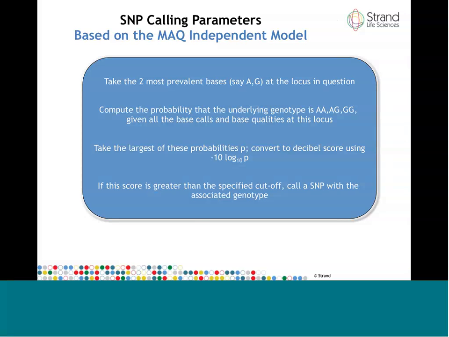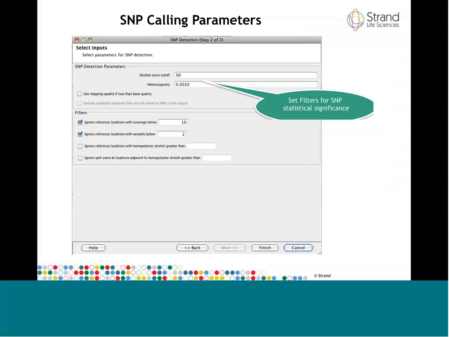This is what the SNP dialog looks like. As you can see, there are more parameters that you can provide the algorithm. In addition to the decibel score cutoff, which, as I mentioned, is a transformation of the probability, the higher the decibel score, the greater your confidence in the SNP. The cutoff by default is 50, so it will only report SNPs with a decibel score greater than 50. You can set it to a different threshold if you want.